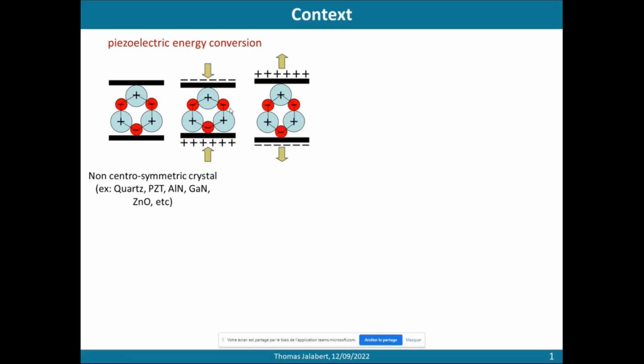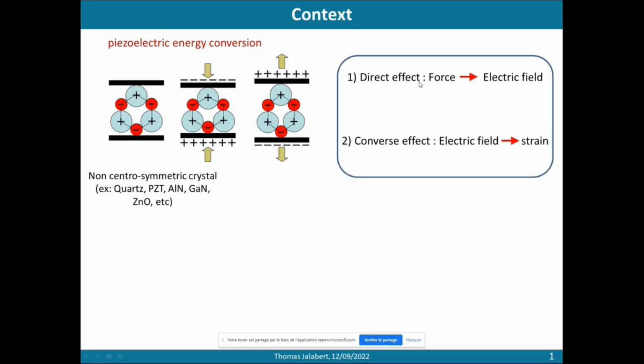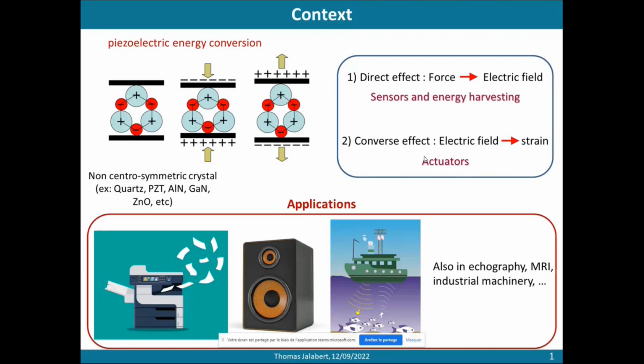So we distinguish two effects. The direct piezoelectric effect, where a force results in an electrical field, and there is also the converse effect, where an electrical field results in a deformation. Because of these properties, piezoelectric materials are used in many applications. We can find them in printers, pickers, and other industries, and they use either the direct or converse effects. One can find mechanical sensors or energy harvesting. I will come back later on energy harvesting applications.